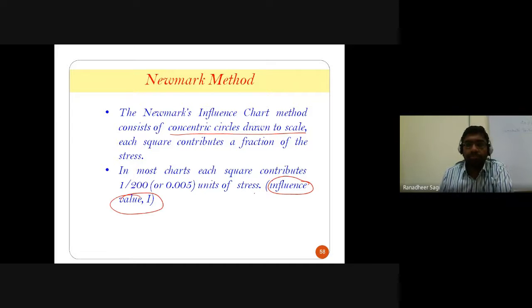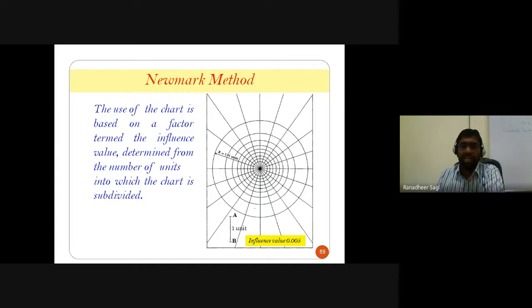This influence value is a standard value corresponding to each of the elements represented in that particular chart. If you look at this particular chart, this is my Newmark chart that we are talking about. Now, what is the influence value of the Newmark chart you are using? That's something you should be knowing. Without that, you cannot calculate how much vertical stress is getting developed in the soil. Sigma Z value you cannot calculate.